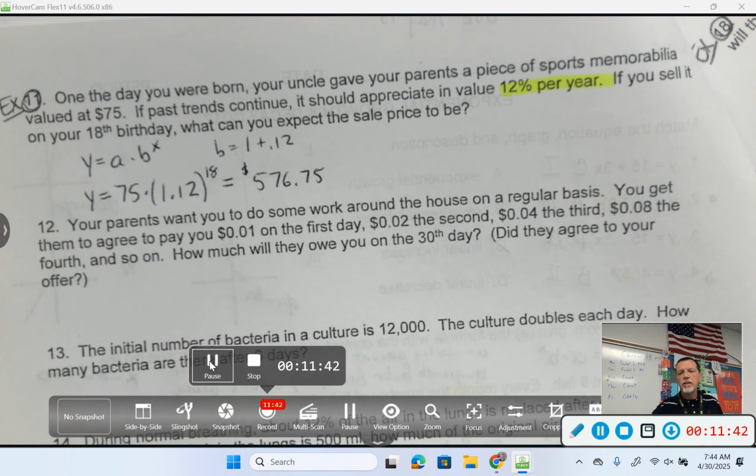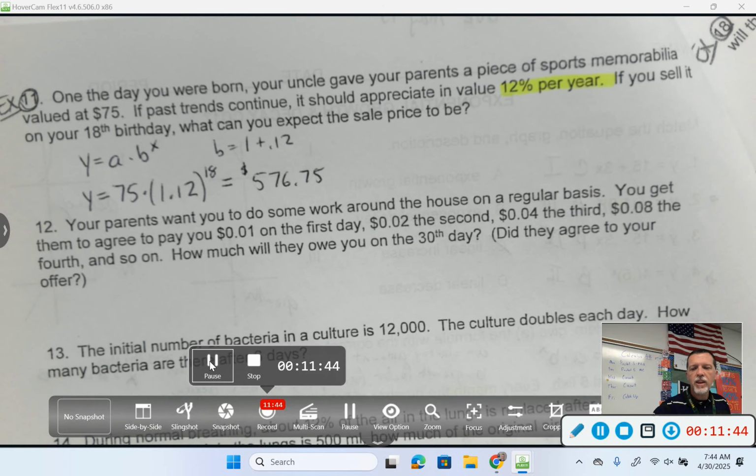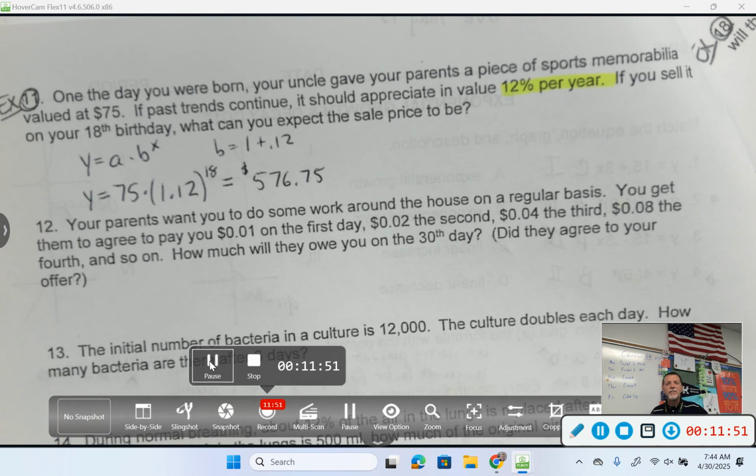So then the question is, do you really want to sell that, or do you want to keep it? It should go up. Guess it, yeah, probably go up more. Maybe it's got some sentimental value, whatever.